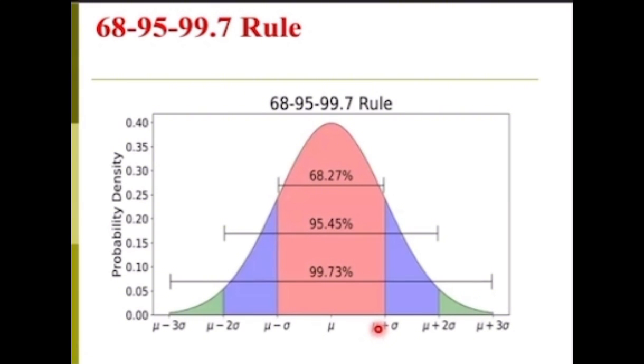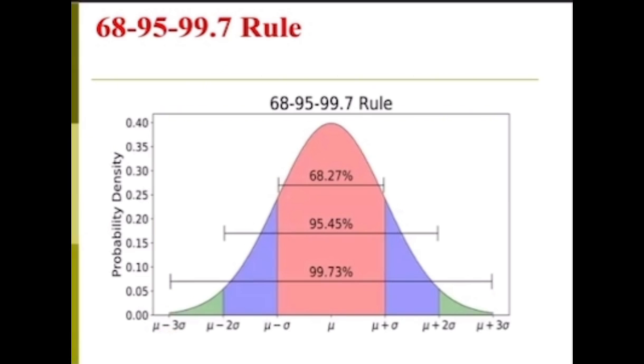Now, if you take a look at mu plus 3 sigma, that is 3 standard deviations above the mean, and 3 standard deviations below the mean. The entire area is nearly all the data set, about 99.7% of the data set. We call this the 68, 95, 99.7 empirical rule. So this is one way to know the distribution of the data set.